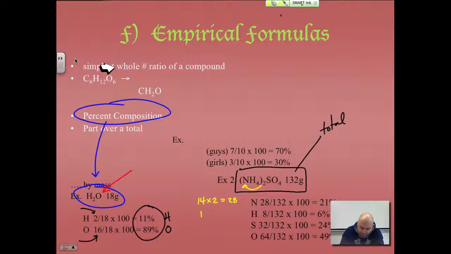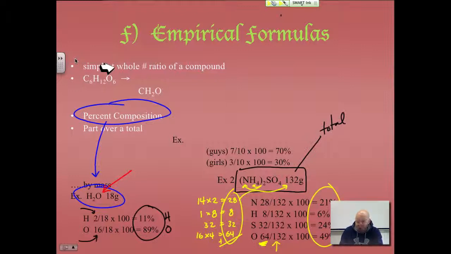Hydrogen is 1, and I have 8 of them, because again, that 2 distributes, so that's 8. Sulfur is 32, and I only have 1 of them. And oxygen is 16, but I have 4 of them, so that's 64. If I add all of these numbers up, I get that 132. And simply notice here I've taken the part of each of them, nitrogen, hydrogen, sulfur, and oxygen, and divided it by the 132, and I get my percentages, which are 21% nitrogen, 6% hydrogen, 24% sulfur, and 49% oxygen.